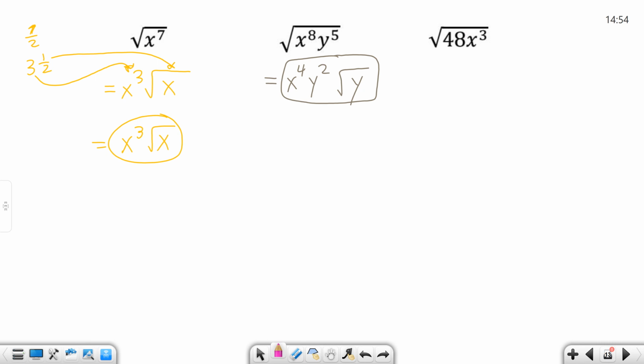I guess you could say x is a factor raised to the third power, but still, I have two factors in here. So since it's one term, I can try to break 48 up, and then I can do my power thing with the x's. So 48 works just like the numbers did.